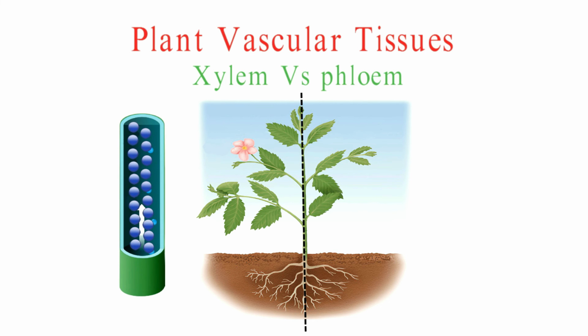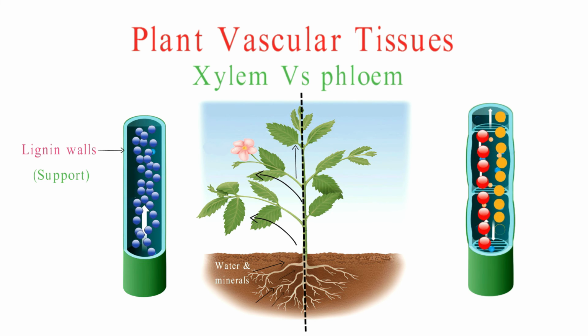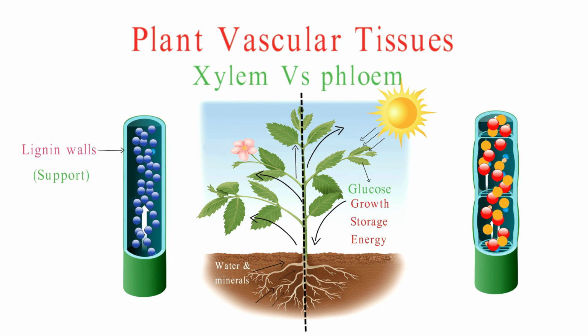Xylem is like the plant's water highway. It primarily transports water and minerals from the roots to the rest of the plant. These tissues are made up of dead cells with lignin walls, creating a sturdy and rigid structure. This structural feature helps support the plant. Phloem, on the other hand, is all about moving food. It transports the products of photosynthesis, such as sugars and other organic compounds, from the leaves where they are produced to other parts of the plant for growth, storage, or energy.